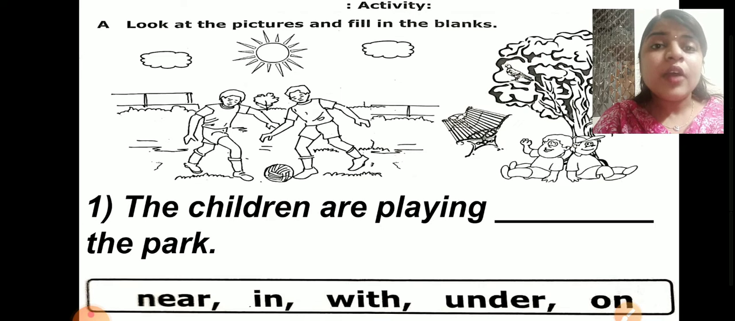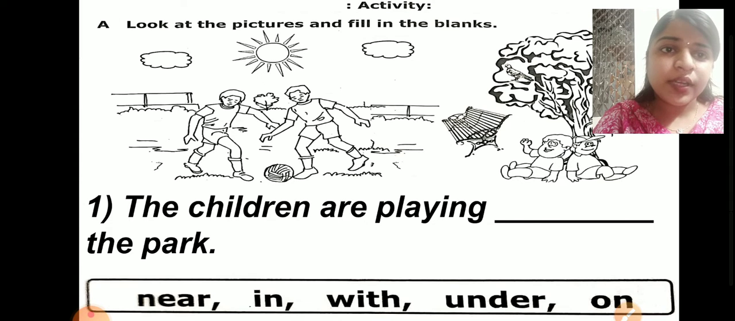I am going to read the option for you. The first option is near, in, with, under, on. With the help of these options, we are going to write in the blank. Okay, children?